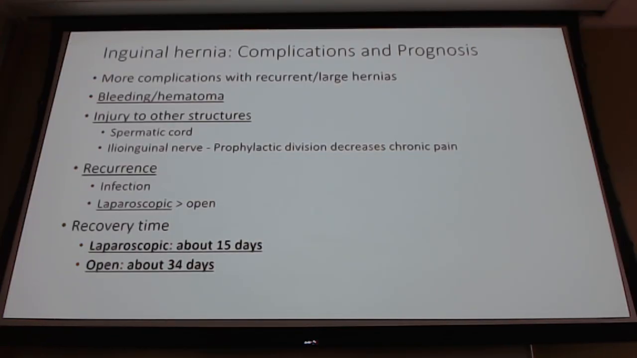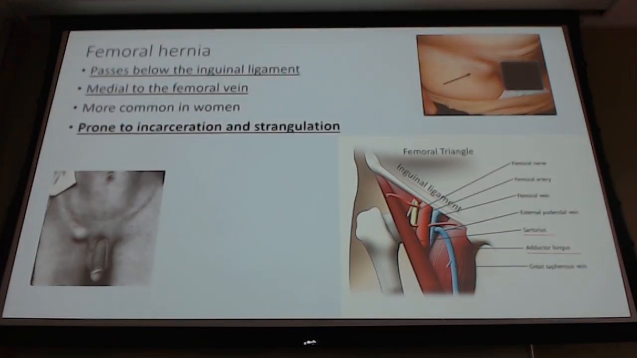We can hit the spermatic cord, and we can damage anything within it: veins, arteries, the actual vas deferens. Recurrence: laparoscopic actually has a higher chance of recurrence versus open. We take that chance. We get them back to duty sooner, but we try. All right, femoral hernias.